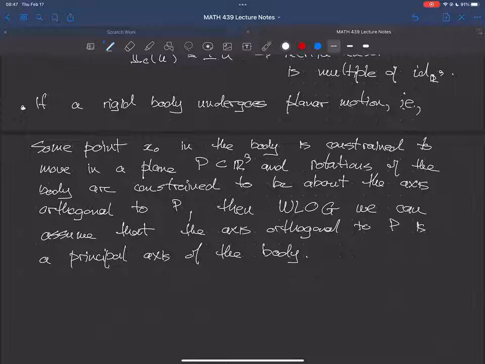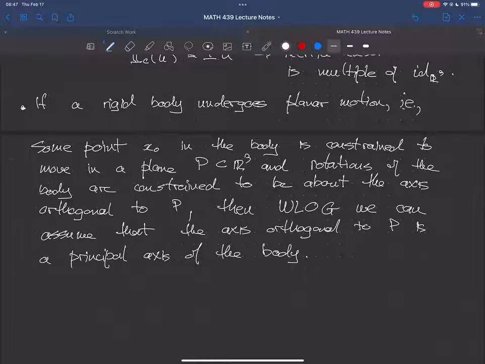So be careful. This doesn't mean that the axis orthogonal to the body is necessarily a principal axis of the body. It just means that you can assume that it is without loss of generality. So let me maybe illustrate that for an example that isn't going to show up on the video, but if you can see me on the screen.